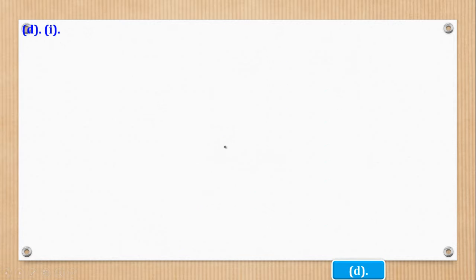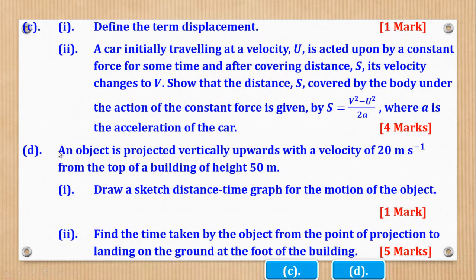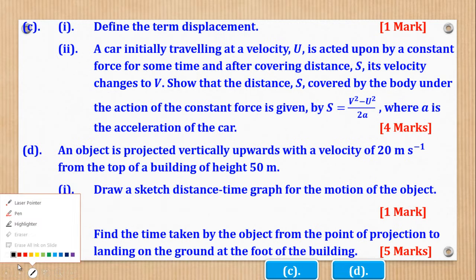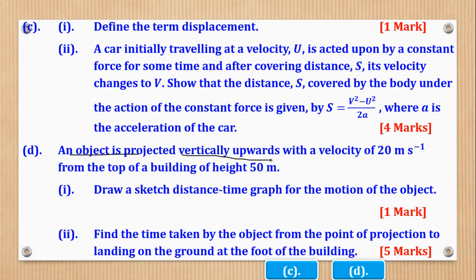Now we shall go to part D, Roman 1. Part D, Roman 1 says, an object is projected vertically upwards with a velocity of 20 meters per second from the top of a building of height 50 meters. Sketch a distance time graph for the motion of the object. So here it was supposed to be 2 marks and here 4 marks, but I should adjust that in the solution.